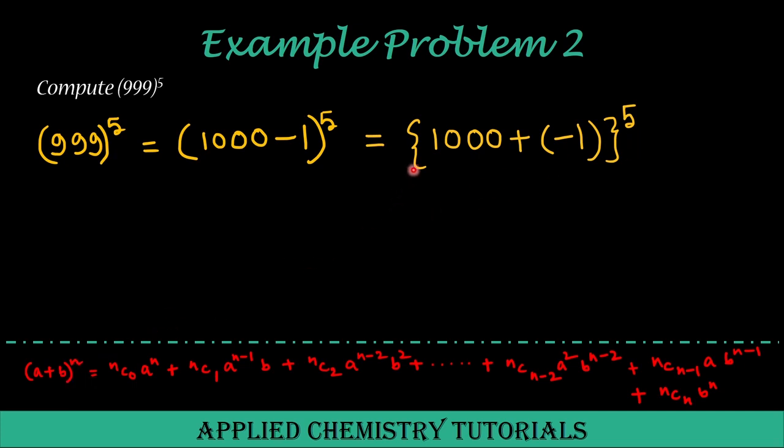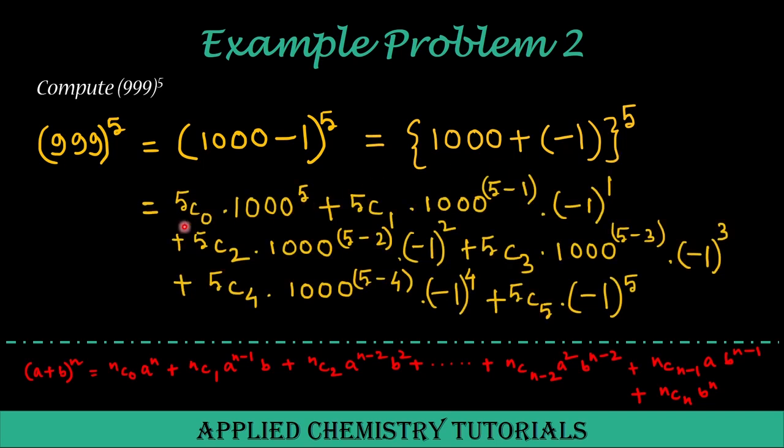So we can expand this as 5C0 multiplied by 1000^5 plus 5C1 multiplied by 1000^(5-1) multiplied by (-1)^1 plus 5C2 multiplied by 1000^(5-2) multiplied by (-1)^2 plus 5C3 multiplied by 1000^(5-3) multiplied by (-1)^3 plus 5C4 multiplied by 1000^(5-4) multiplied by (-1)^4 plus 5C5 multiplied by (-1)^5.